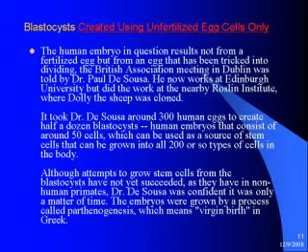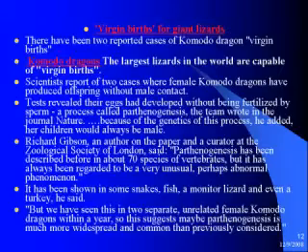Although attempts to grow stem cells from the blastocysts have not yet succeeded, as they have in non-human primates, Dr. DeSouza was confident it was only a matter of time. The embryos were grown by a process called parthenogenesis, which means virgin birth in Greek. Virgin birth is not unusual. Virgin births for the giant lizards. They had these lizards in these zoos. They call them Komodo dragons.